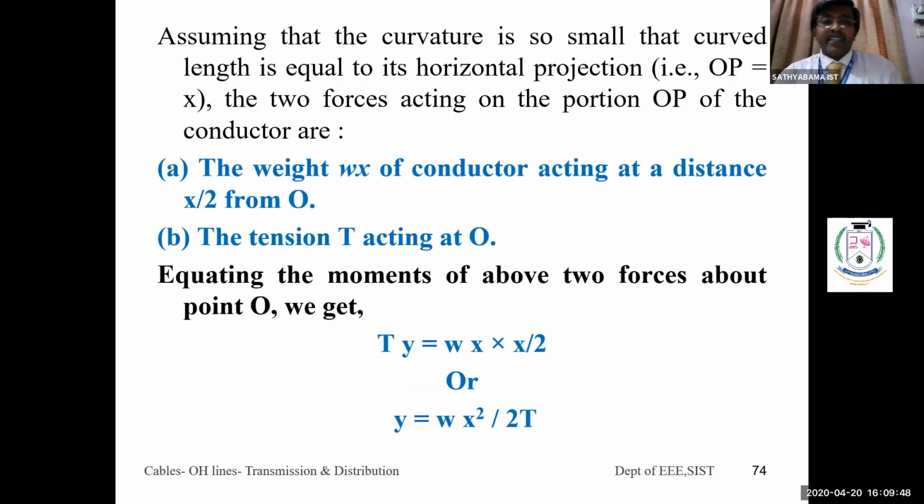Already I said we have two forces in the portion OP. One is the tension and the other is the weight. Part A: the weight Wx of the conductor acting at a distance X by 2 from O. Part B: the tension T acting at O. Please remember, at the lowest part of the sag you have two forces: one from the tension, and the other the weight of the conductor. Now we have to equate these two.